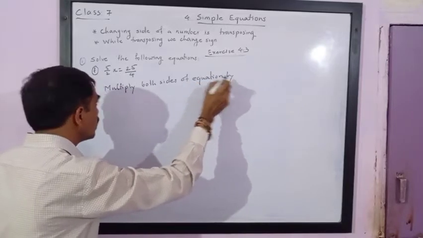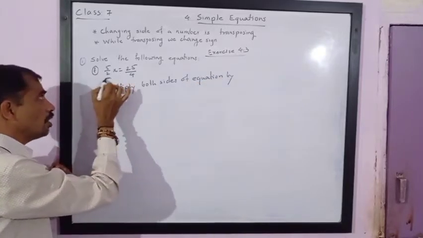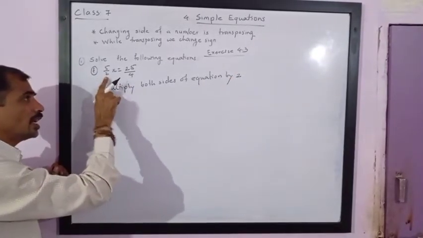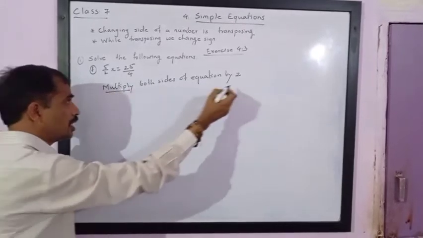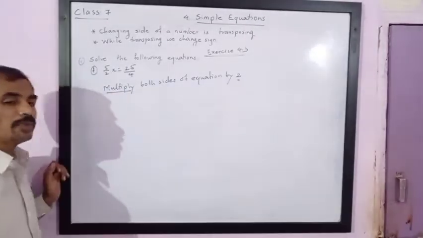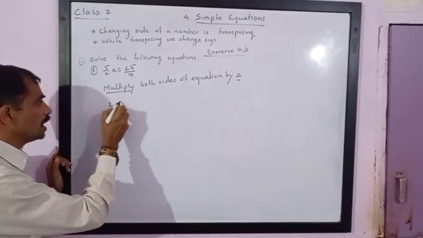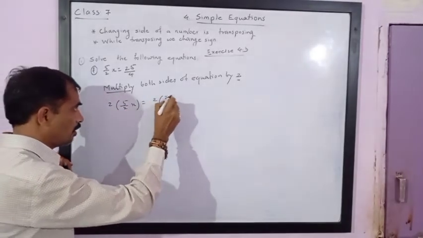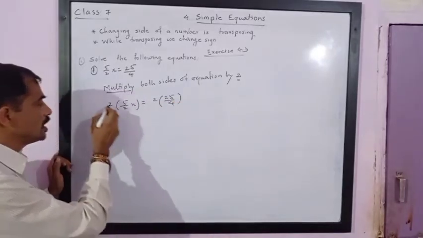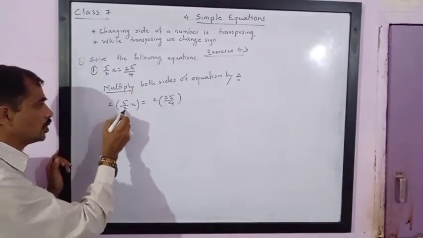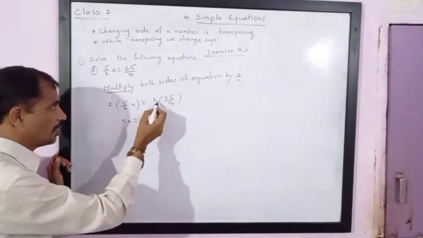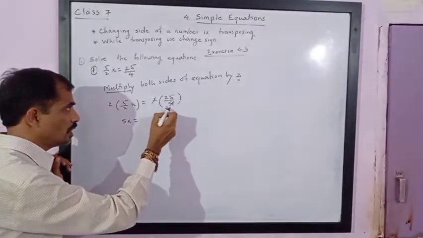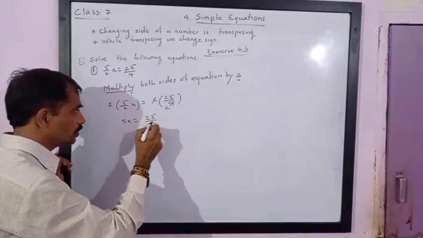By, it was dividing, so I am multiplying by 2. Please understand, 2 was the divisor here, so we have used the multiplication operation. We have to do the opposite operation. It means 2 multiplied by 5 upon 2x is equal to 2 multiplied by 25 upon 4. So 2 eliminates with this 2, so you will have 5x is equal to, now this is also reducible. Please note, 2 1s are 2, 2 2s are 4, so this is equal to 25 upon 2.